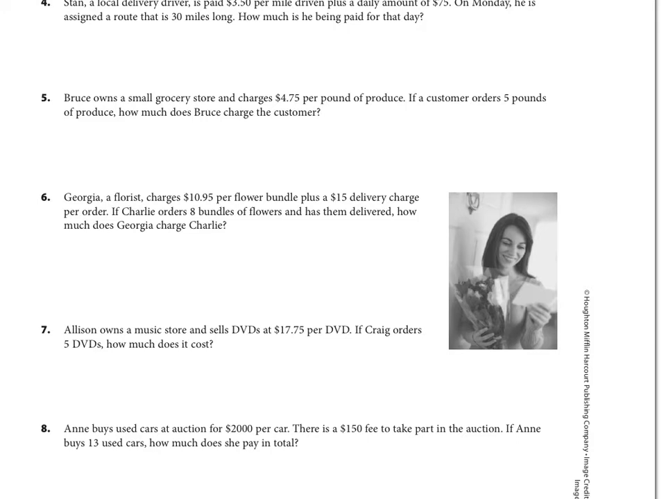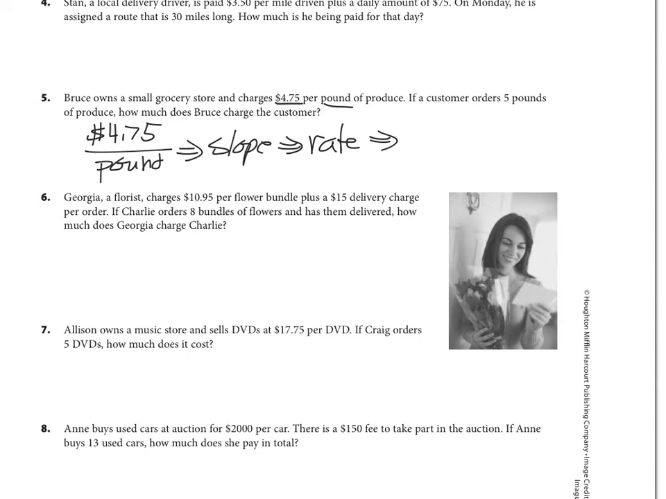$4.75 per pound. Now, remember earlier in class, I've talked about this word per. Whenever we see it, typically we want to think of slope. So I'm going to write this down over here. $4.75 per pound. So that is our slope. Slope is rate. Slope is y over x. Now, oops, not a triangle. Sorry about that. An x.